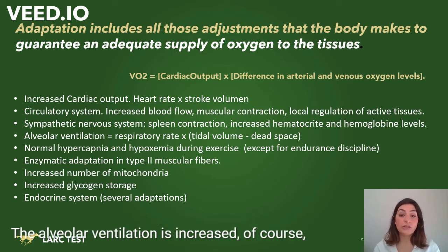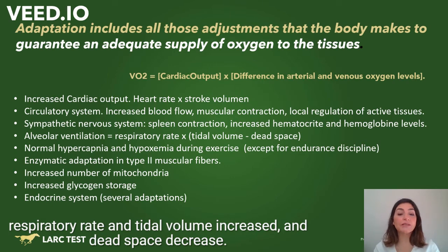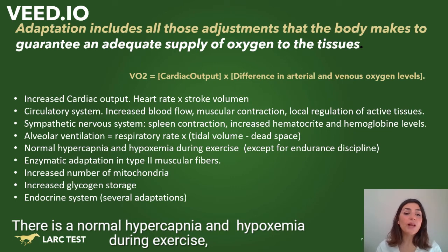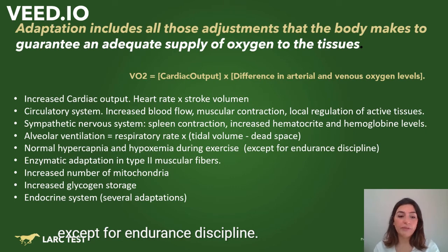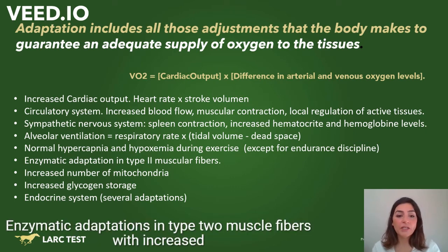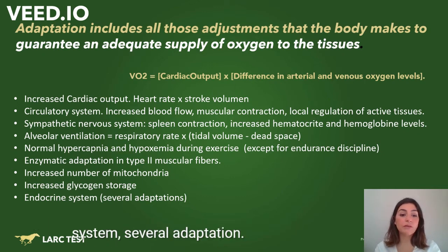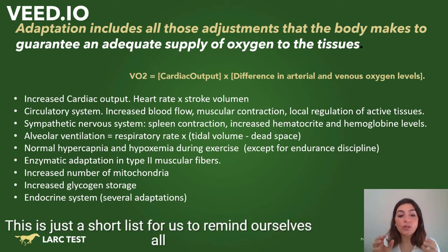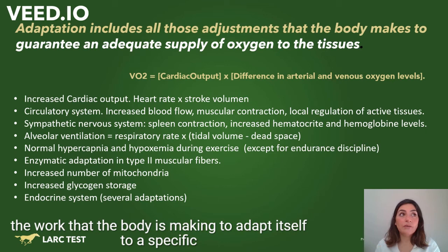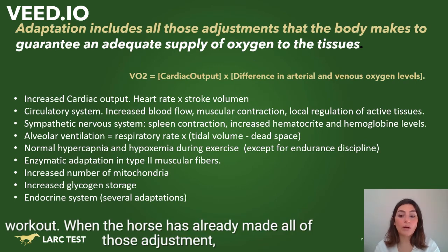The alveolar ventilation is increased, of course, with respiratory rate increase, tidal volume increase, dead space decrease. There is a normal hypercapnia and hypoxemia during exercise, except for endurance disciplines. Enzymatic adaptations in type 2 muscle fibers, with increased number of mitochondria, increased glycogen storage, endocrine system, several adaptations. This is just a short list for us to remind ourselves of all the work that the body is doing to adapt itself to a specific workout.